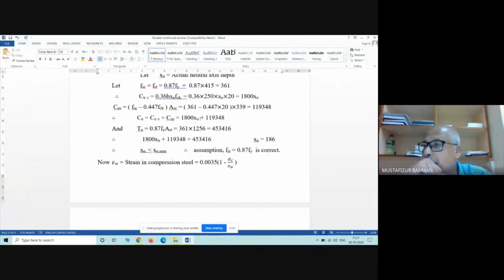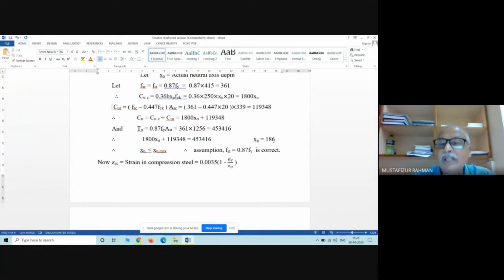Now for equilibrium, there should not be any unbalanced horizontal force, or any unbalanced axial force on the beam. So total compression must be equal to total tension. So this we had adopted, we had these expressions, with this expression we had got total compression, left hand side and right hand side. From this we will get XU is equal to 186.